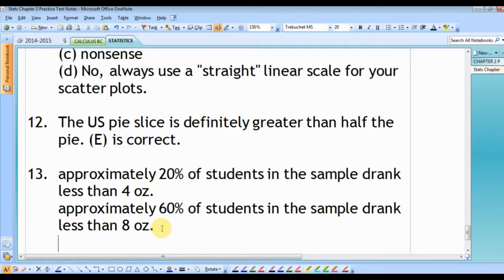Okay, so for example, when we said 20% here for less than 4, that corresponds to, let's see, 150 students. 20% of 150 is 30 students. So 30 of the people in the survey said they had less than 4 ounces. Likewise, 60% of 150 is about 90 students.